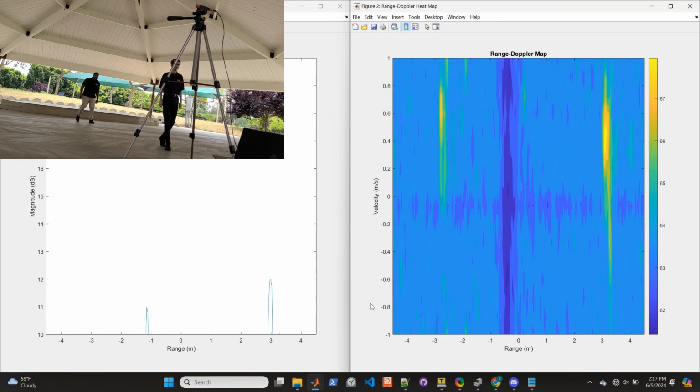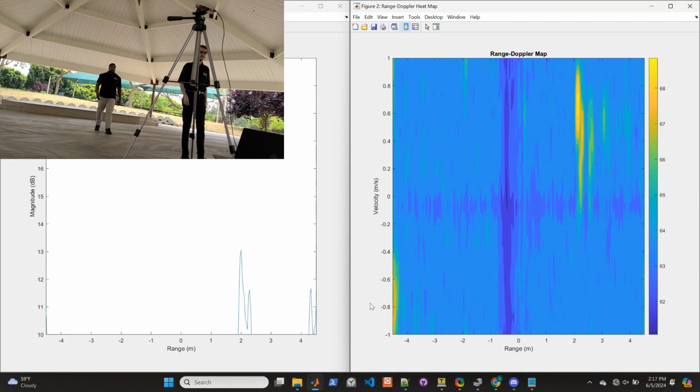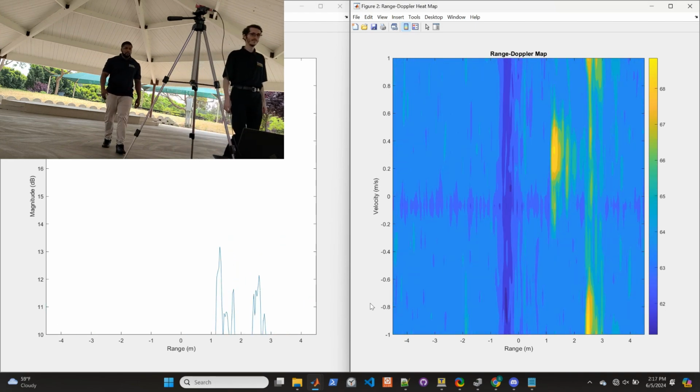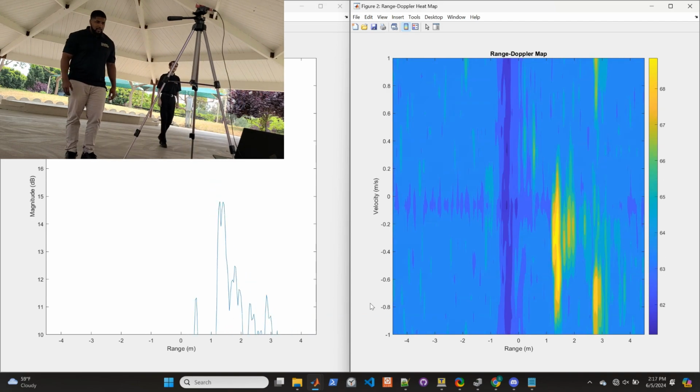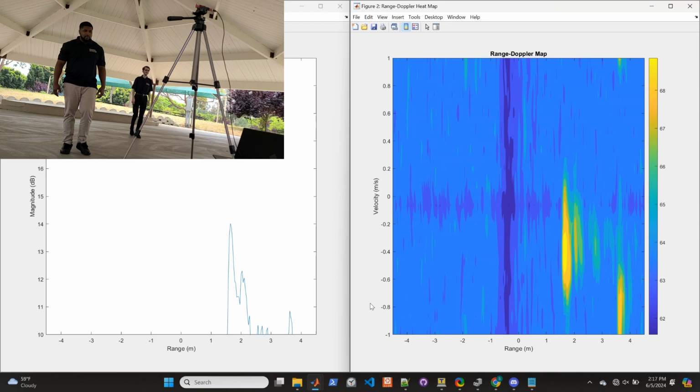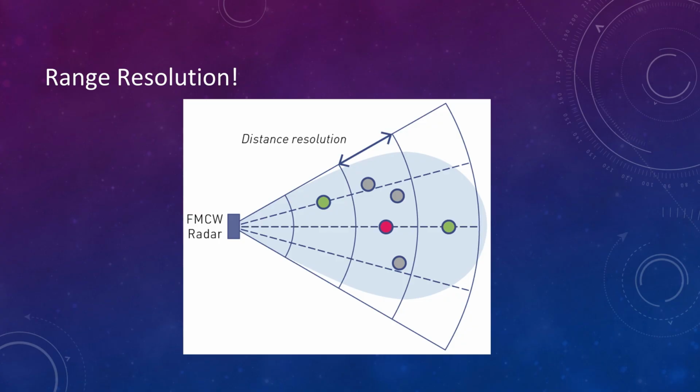Both targets are moving opposite directions towards and away from the radar, and so they show up on opposite sides of the Doppler axis on the radar, with the positive Doppler axis showing motion towards the radar and negative motion away from the radar. One of the primary objectives of our project was to have an accurate measurement of range.